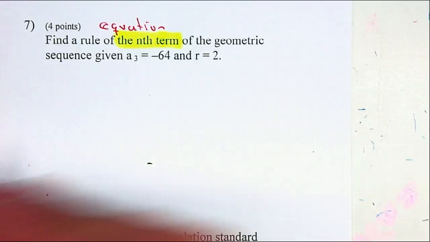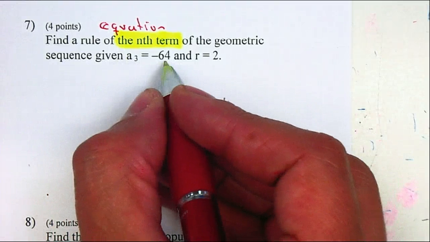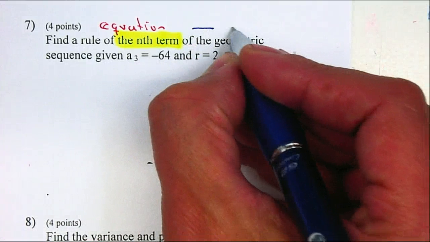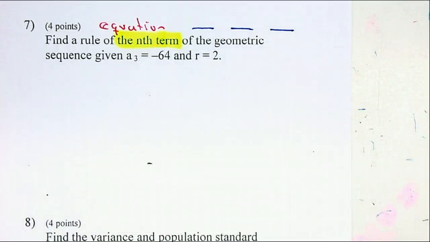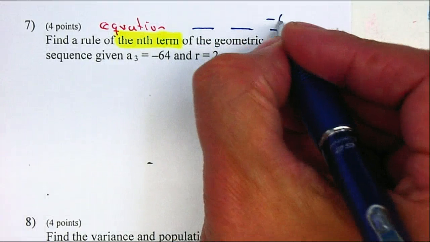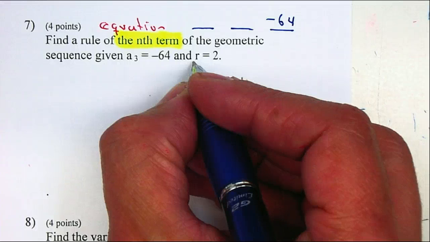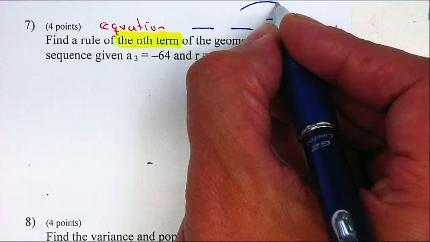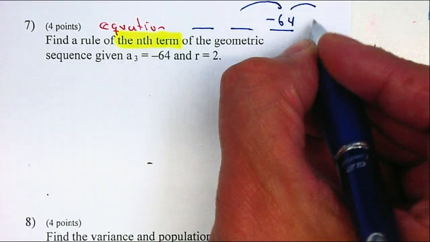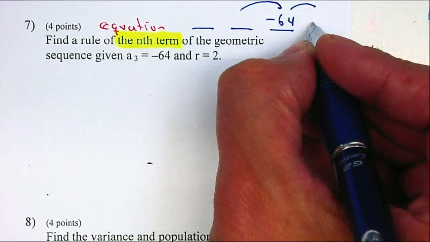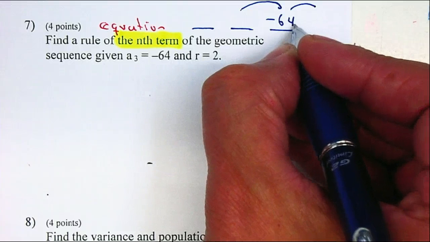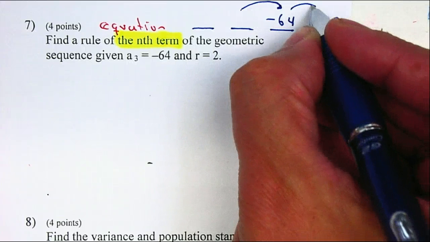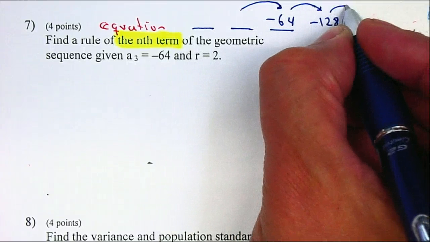And they give you the following information. They tell you that a sub 3 is negative 64. So that means that the third number, 1, 2, 3, is negative 64. And they also tell you that r is 2, that the ratio is 2. That means that if you multiply by 2, it gives you the next number. So the next number multiplied by 2 will give you negative 128. And if you multiply by 2, it will give you the next number.